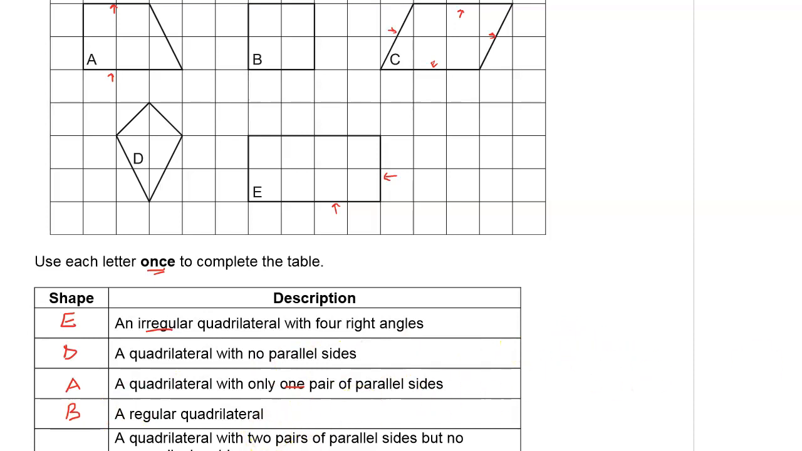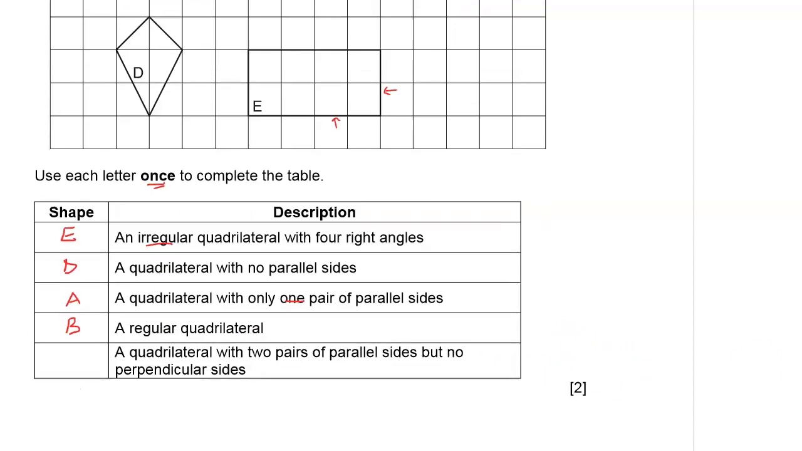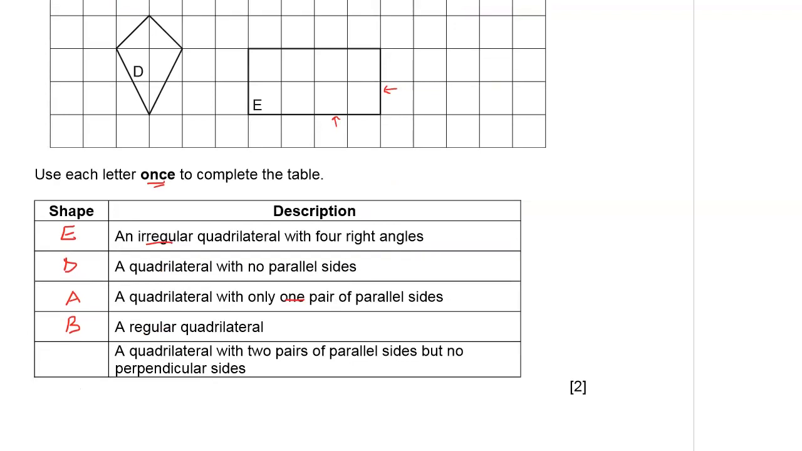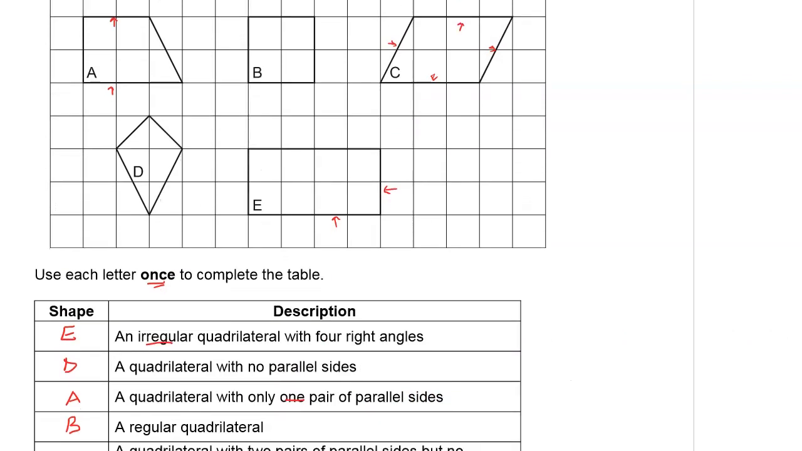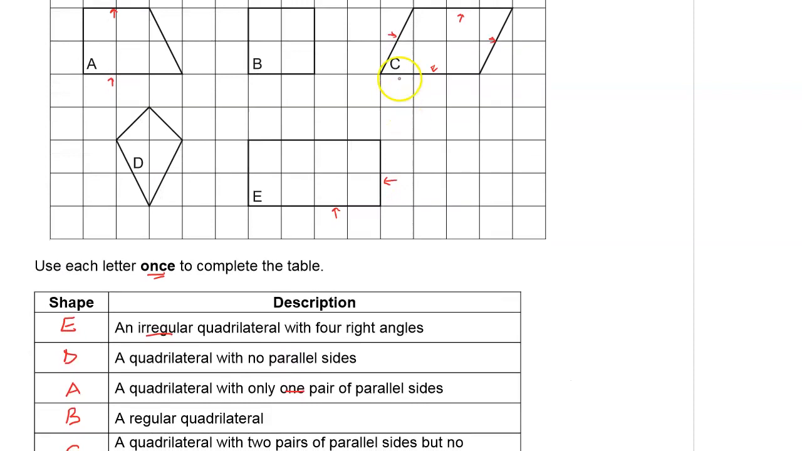And then lastly, we have C remaining here. So we can just write C here, a quadrilateral with 2 pairs of parallel sides, but no perpendicular sides. Perpendicular is an angle of 90. So you can see C has got 2 pairs of parallel sides, but none of the angles is making an angle of 90. All right, there.